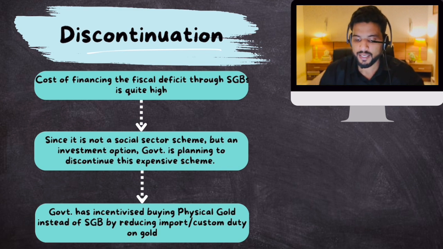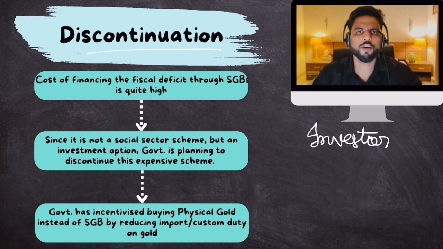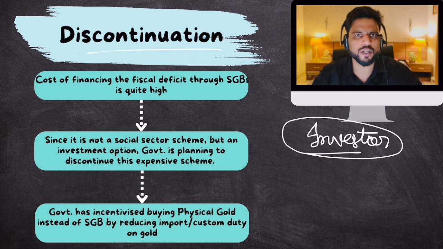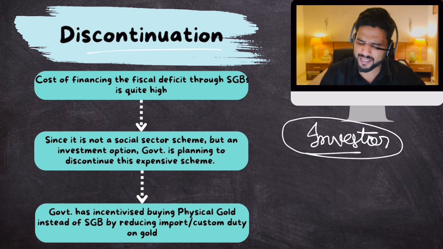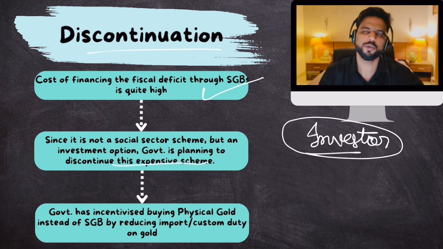So government says that we launched this scheme not for any welfare. We launched this scheme for investors. This scheme was not for poverty alleviation, social sector spending. It was only for investors. So if this scheme is expensive for us, it is costing us money and it is doing no welfare, then why are we continuing with this scheme? So government said that our expenditure on this scheme is too high. Plus, this scheme is not doing any welfare for the poor people. So let's discontinue the scheme.